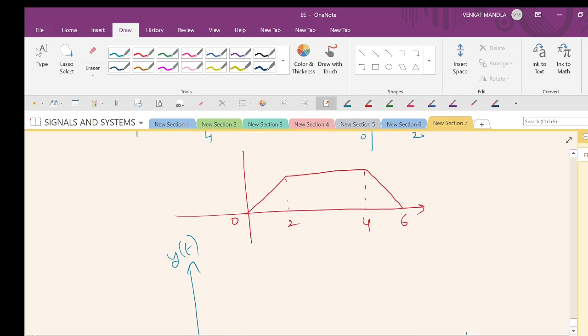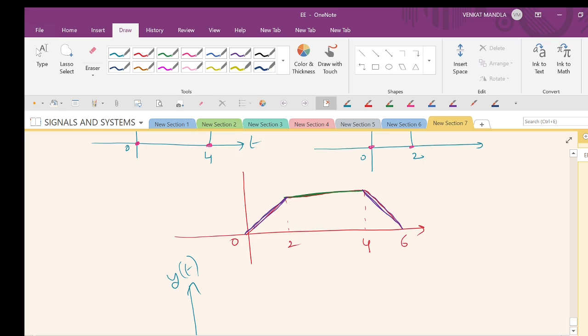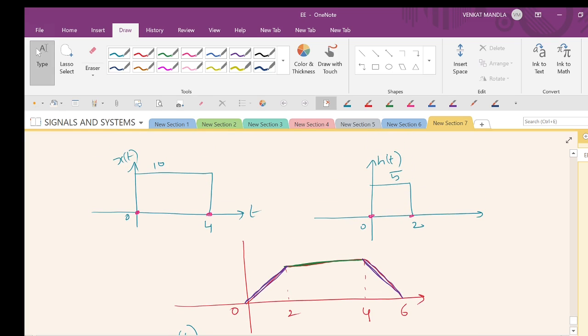Next we need to find the points where the constant part exists. This is the constant line, and these are inclined lines. From where to where do these inclined lines exist, and from where to where does the constant line exist? We need to identify those points. How to identify? First, from these two pulses, identify which is the smallest pulse width.